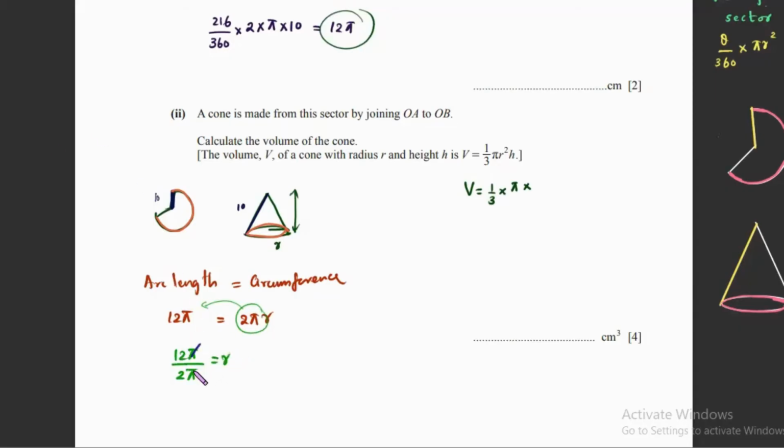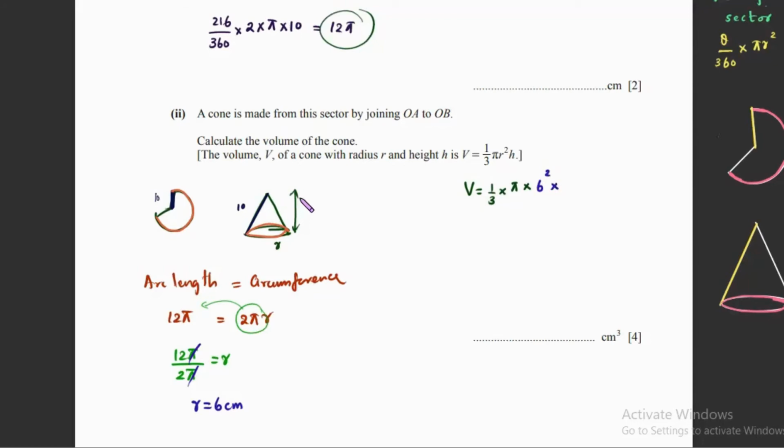The pi and the pi will cancel out. 12 divided by 2 is 6. So r is 6, which means the radius of the cone is 6 centimeters. So I can substitute it here. So r is 6, so I can write it as 6 squared. I need to multiply this with the height of the cone.